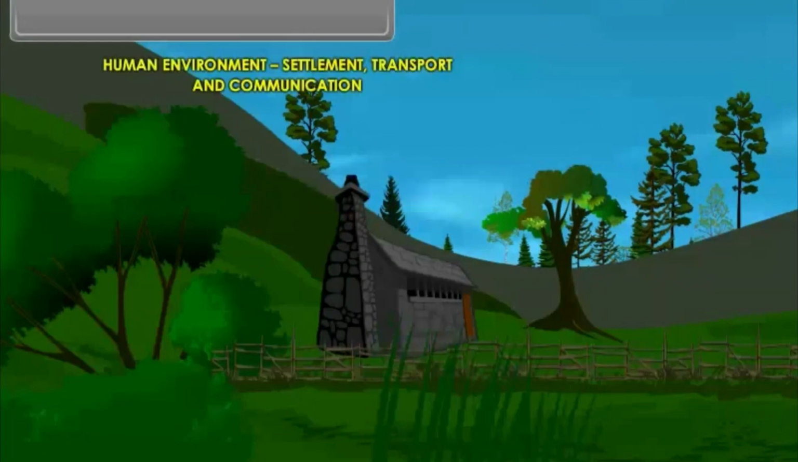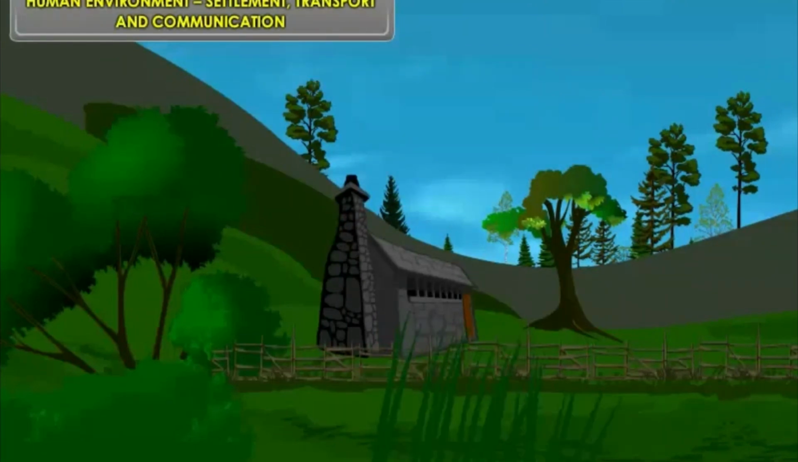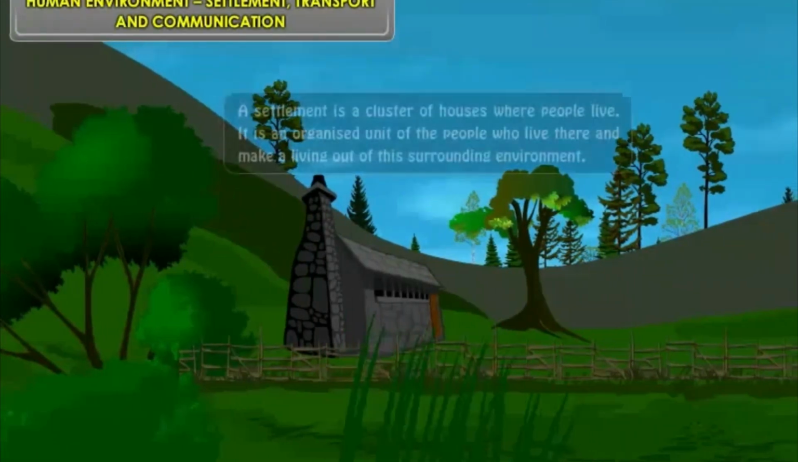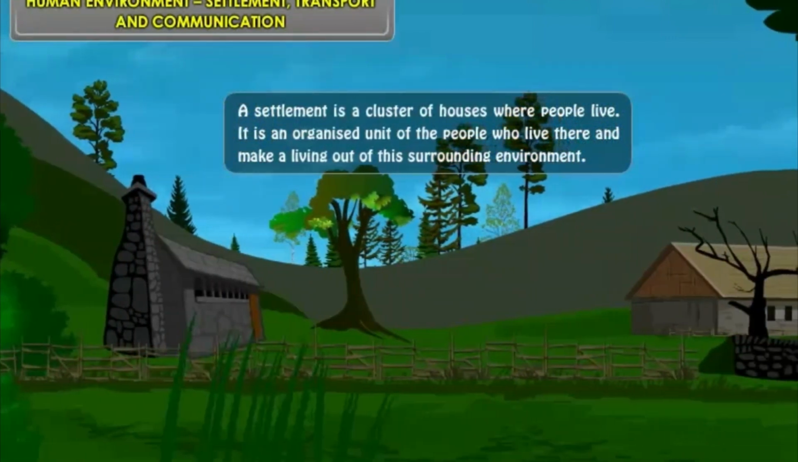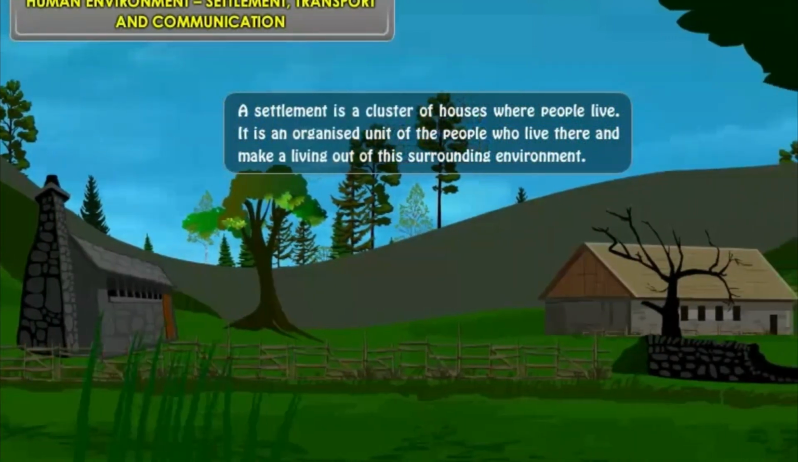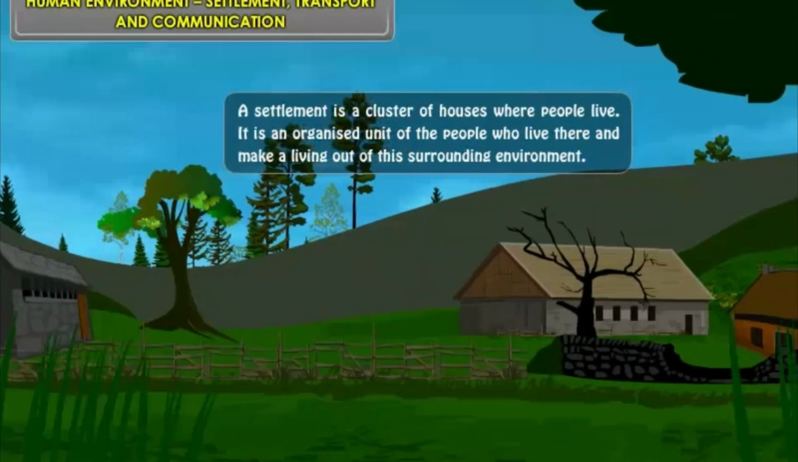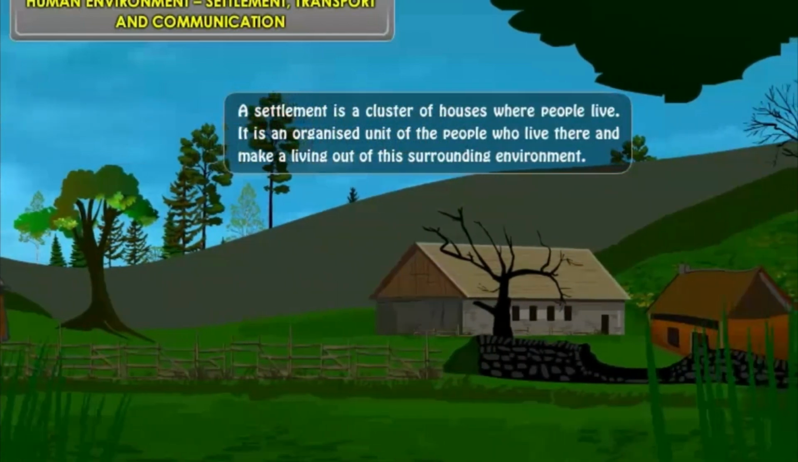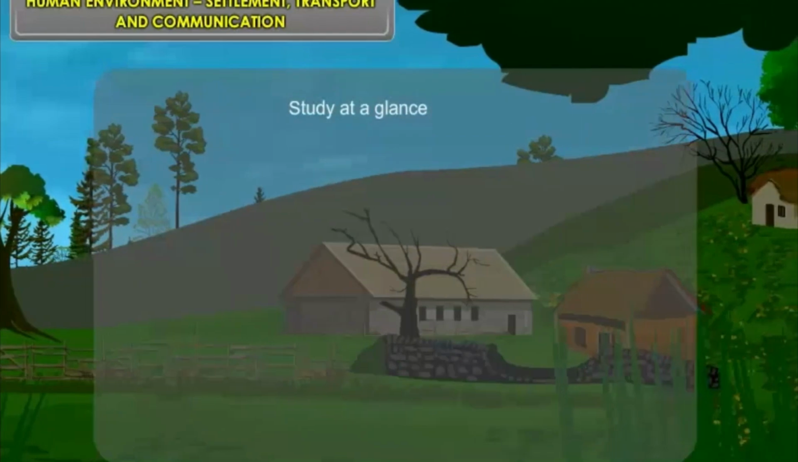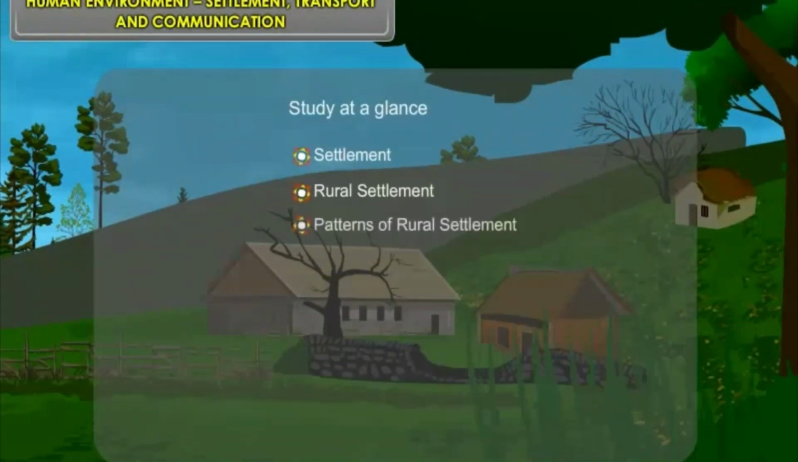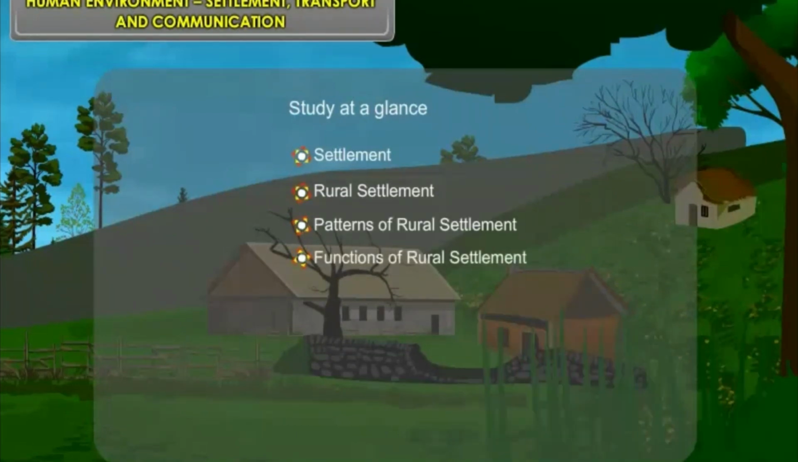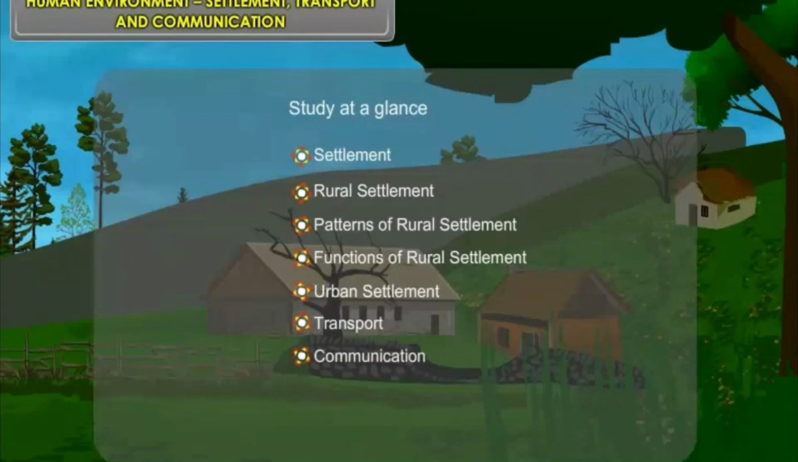Human environment: settlement, transport and communication. A settlement is a cluster of houses where people live. It is an organized unit of the people who live there and make a living out of the surrounding environment. Study at a glance: settlement, rural settlement, patterns of rural settlement, functions of rural settlement, urban settlement, transport, communication.